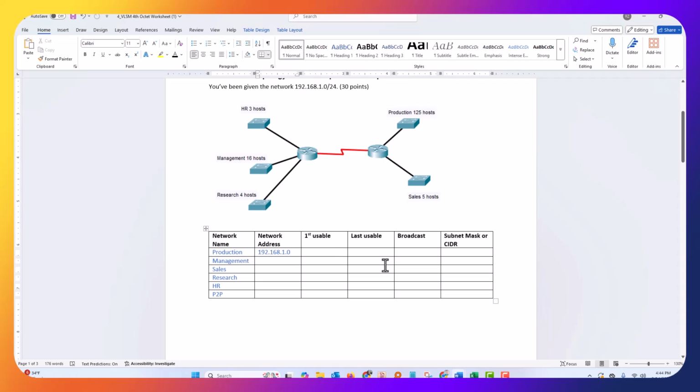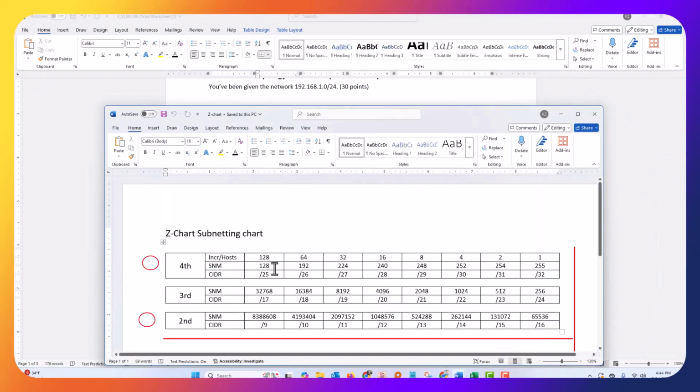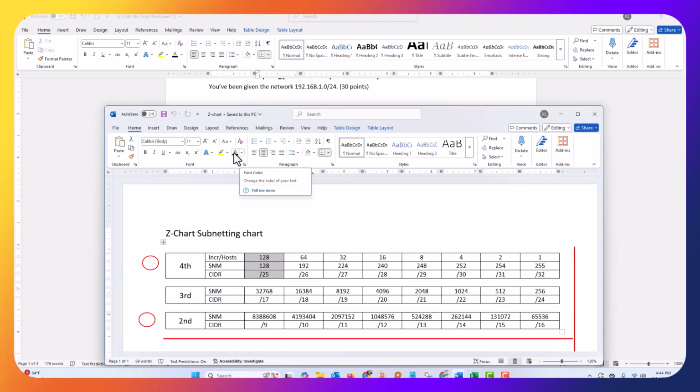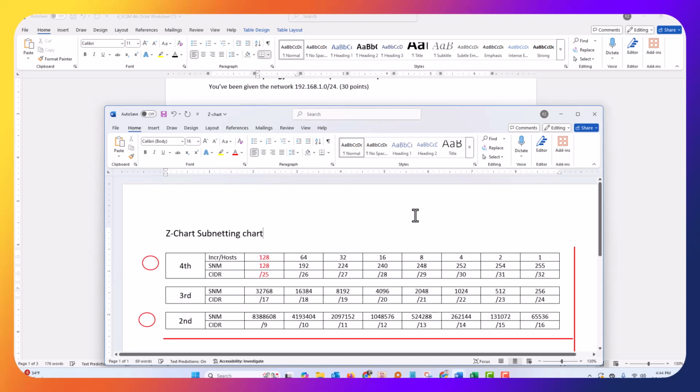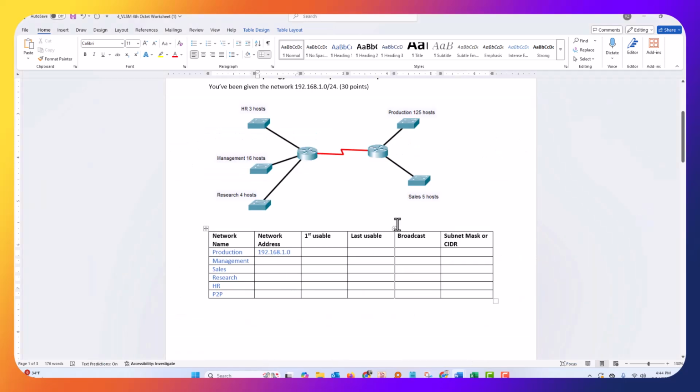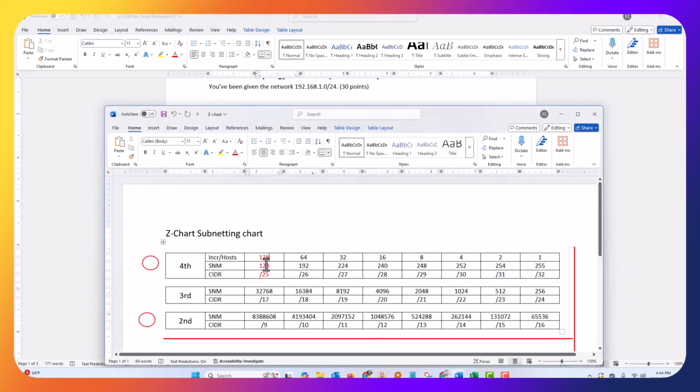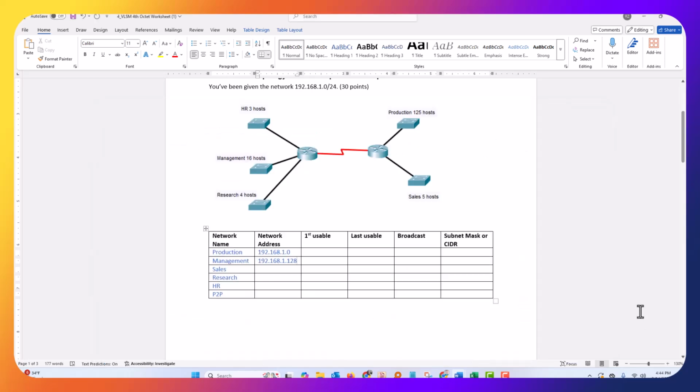All right, in production we need 125 hosts. In order to get 125 hosts, I could use this one right here. So that means I'm going to increment by 128 in the fourth octet. So 128 in the fourth octet, 192.168.1.128. And that, by the way, was a /25, or 128 in the fourth octet for the subnet mask. All right, for management, we need 16 hosts.